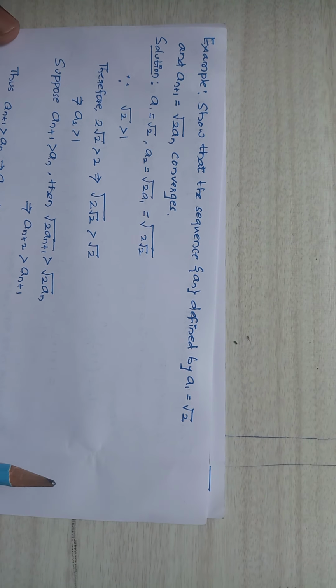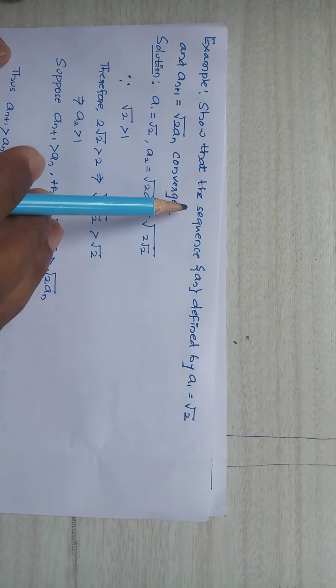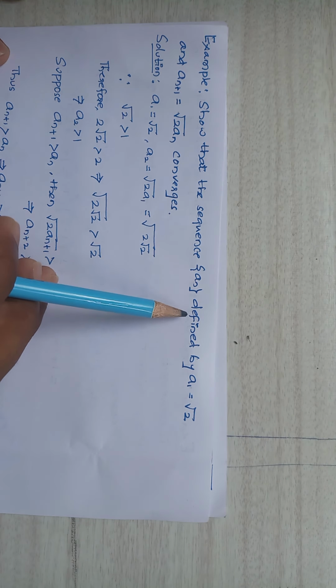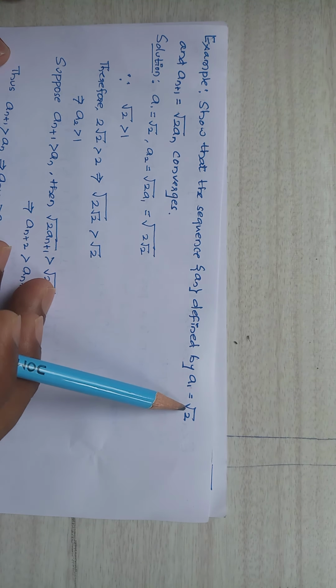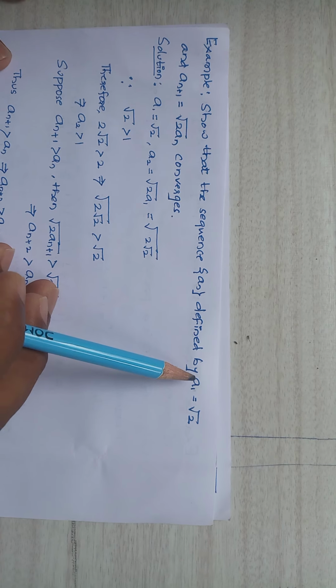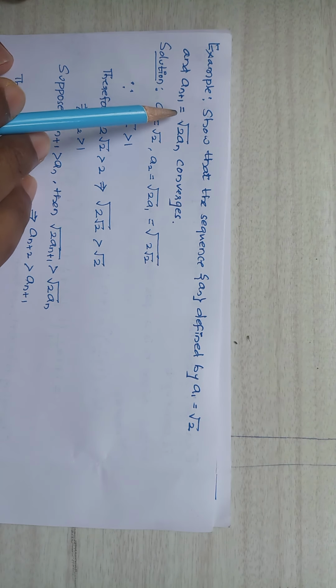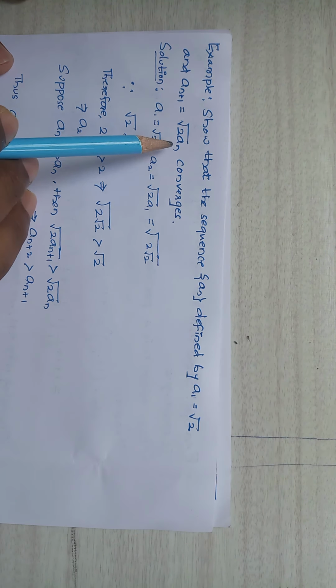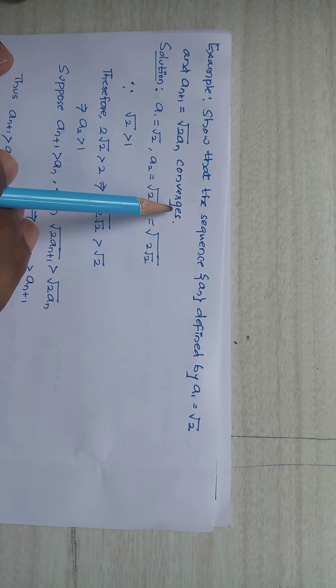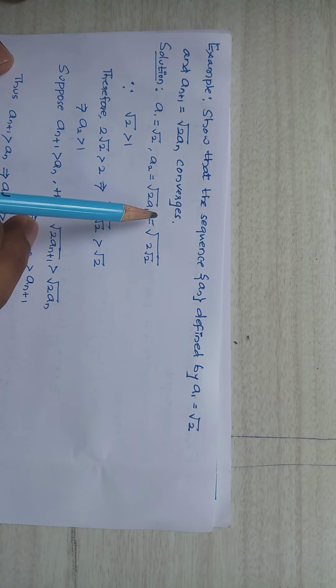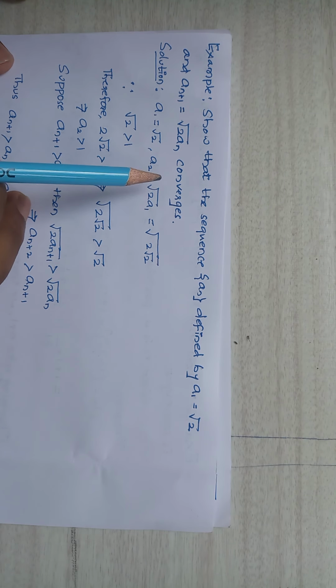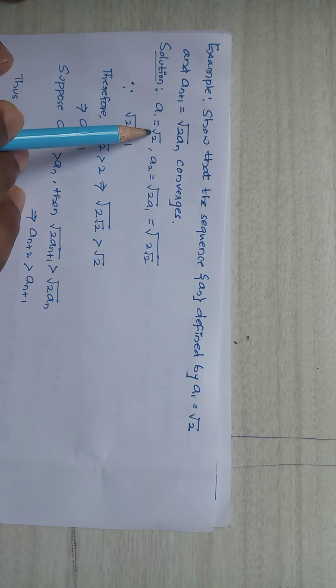that is, show that the sequence an defined by a1 is equal to root 2 and an plus 1 is equal to root of 2 an converges. Okay, so your sequence converges. So your given data is what? a1 is equal to root 2.